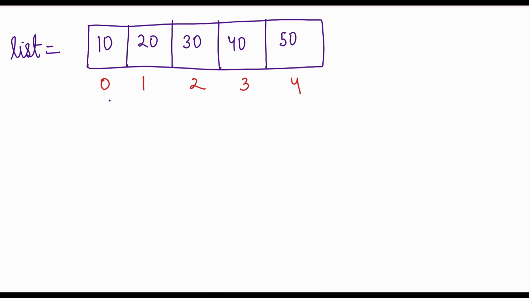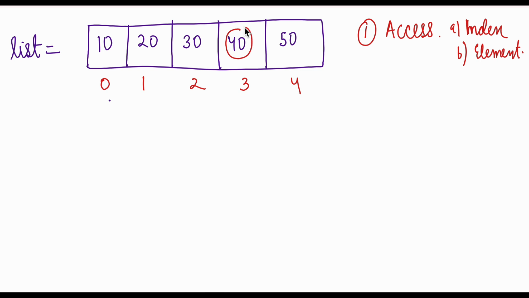The first task is, what if I want to access an element in a list? Accessing can be done through two methods: either I can access it by index, or I can access it by the actual element. Let's say I have to access the element 40. First, let us try to access this element by index. Simply I'll do list, and I have to call 3. This will give me 40.